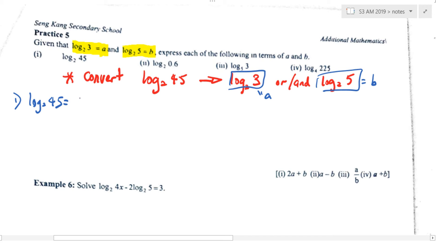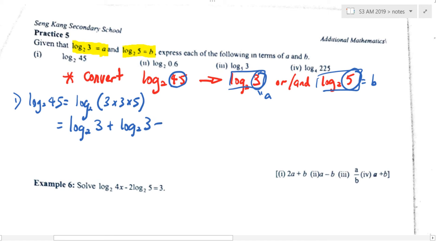Mingyuan, you want to try? Log base 2. You see, 45 I must convert to 3s and 5s. So 3 times 3 times 5. This is somewhat the same as earlier on in the question. So, are you able to split the 3 times 3 times 5? So, log base 2 of 3 plus log base 2 of 3 plus log base 2 of 5.